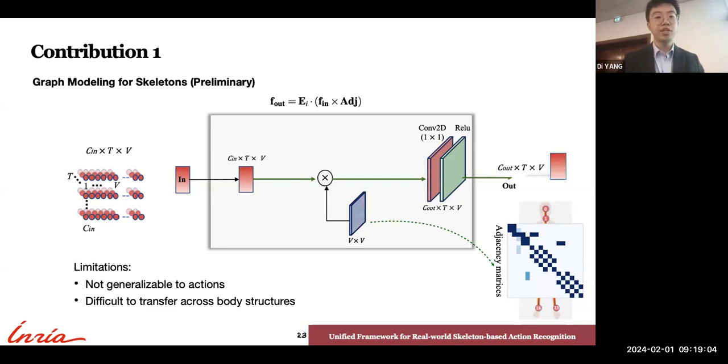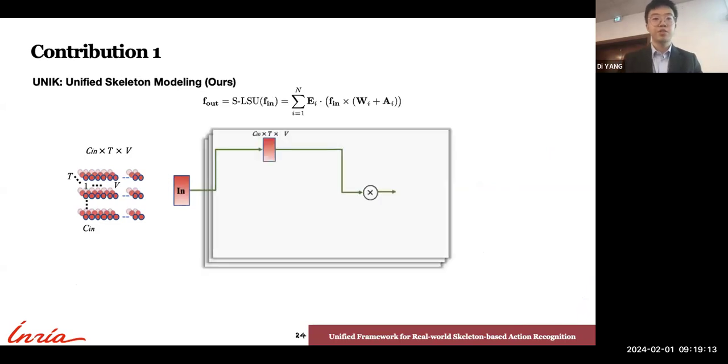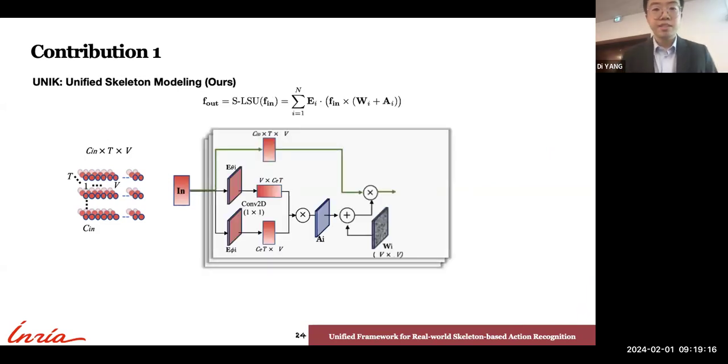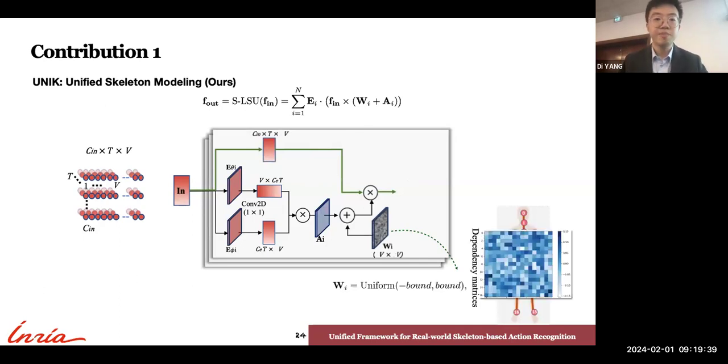And it is difficult to transfer across datasets using different human structures. So here we improve this method by using UNIK. For UNIK, the difference is that firstly, we adopt a multi-head attention mechanism. We have multiple stages, and we calculate the sum at the end stage for all the heads, and each head has the same process.